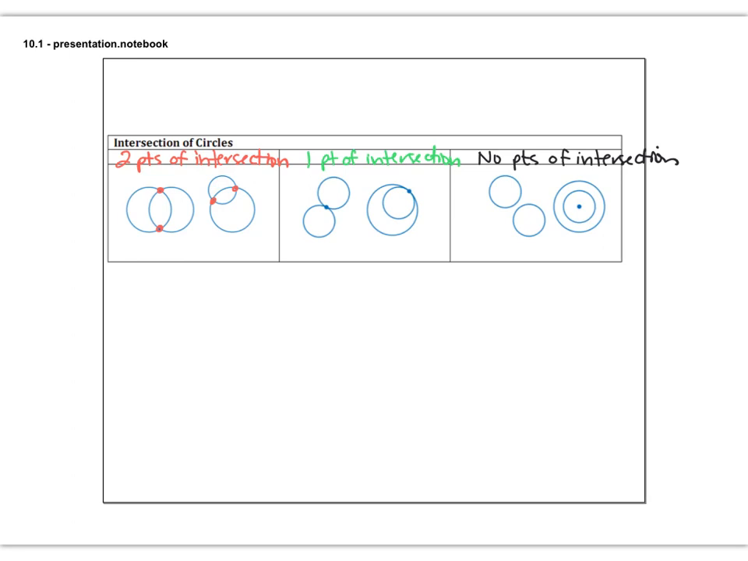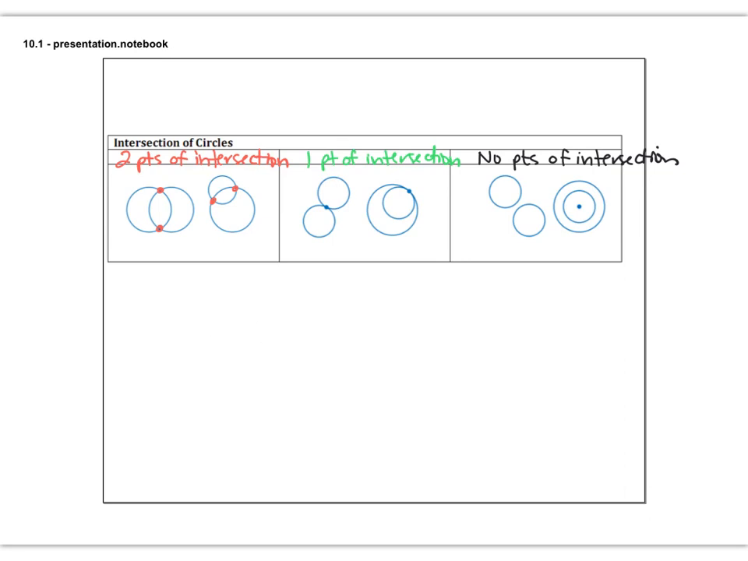Could you draw 2 circles that have 3 points of intersection? Why don't you go ahead and pause the video and try that. Try to draw 2 circles that intersect in 3 spots. If you've been trying, you probably have figured out you can't do it. Try to draw 2 circles that have 4 points of intersection. I don't think you're going to be able to do it.